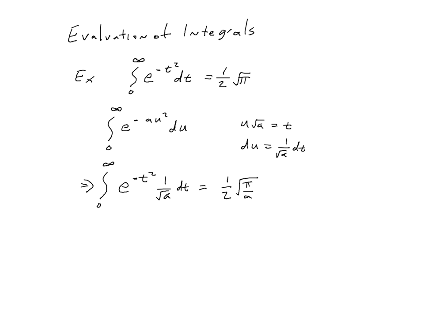Now, there's limits on this, of course, because what if you had the integral from 0 to infinity of e to the minus u to the 4th u du? Well, this one, you have to be a little bit more creative, because if you look at the two, you could say, well, here u squared is equal to t. Sorry, I got that backwards.